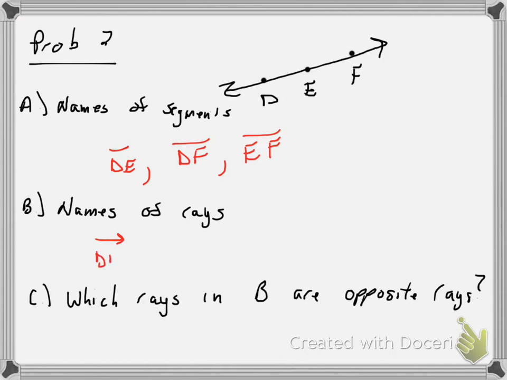Rays, again, have the arrow on them. Ray DE, ray EF, and again, DE or DF, it's the same ray, but ray FD is not, okay, and ray ED. Okay, those are all there. And then according to C, which rays in B are opposite rays? Opposite rays have the same endpoint, so it's going to be ray EF and ray ED.